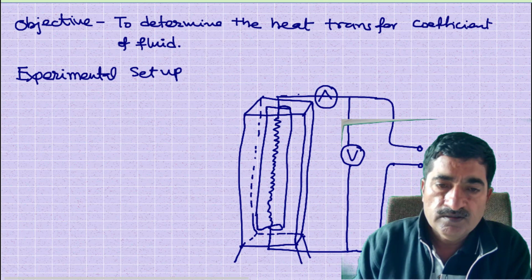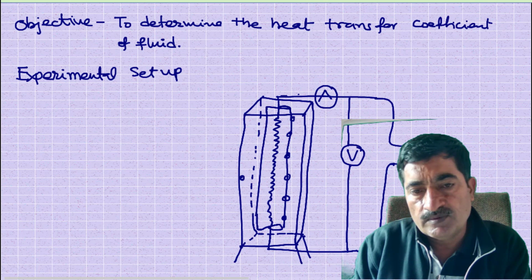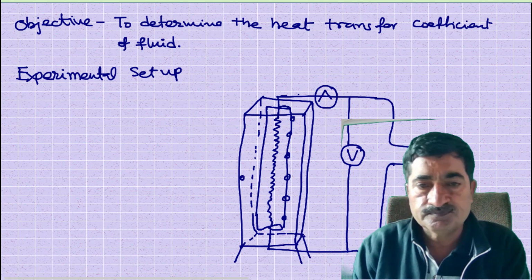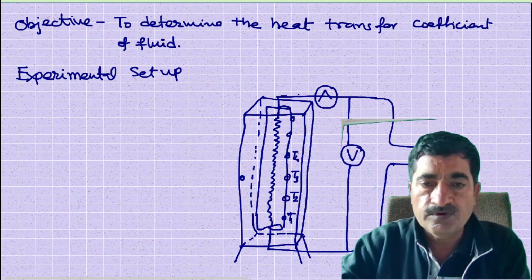And here these are the thermocouples, and one thermocouple is inside the box. These are temperatures T1, T2, T3, T4.